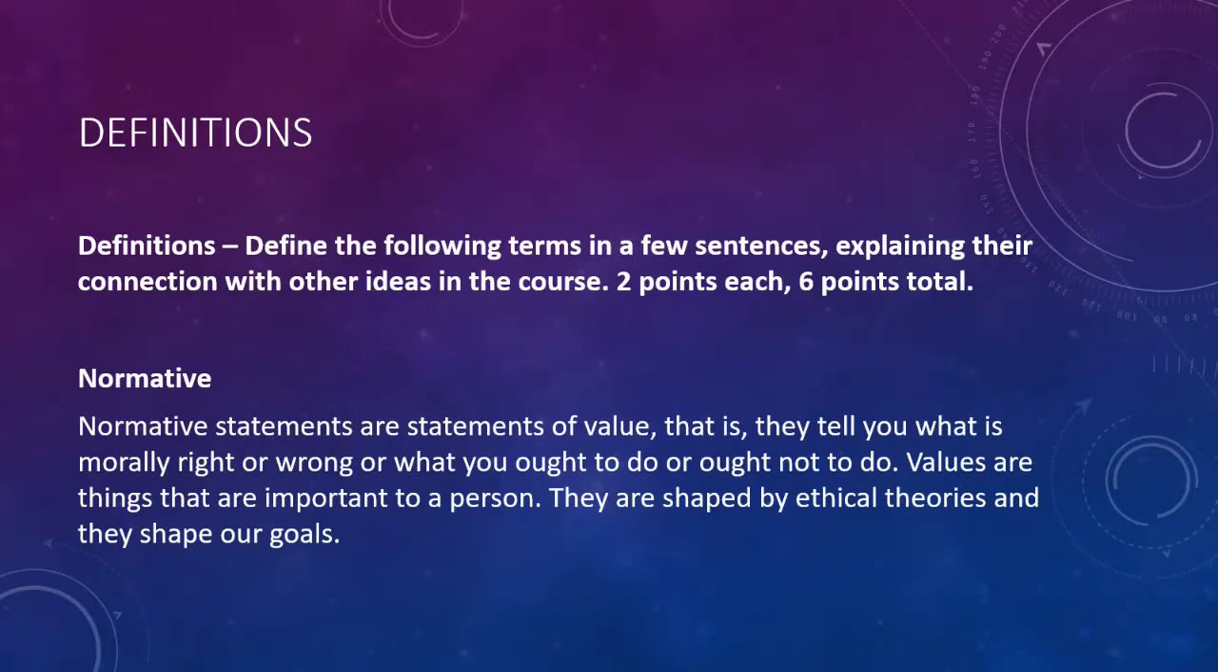Again, what I'm looking for is just evidence that you know what you're talking about, rather than have memorized a sentence. And then finally, values, they are shaped by ethical theories and they shape our goals. So when we talked about normativity, we talked about how values are sort of justified by ethical theories and how values tell us what goals we should set. So that sentence connects it up with two other ideas that we talked about in that lecture. Yeah? So that's 2 out of 2 points there.